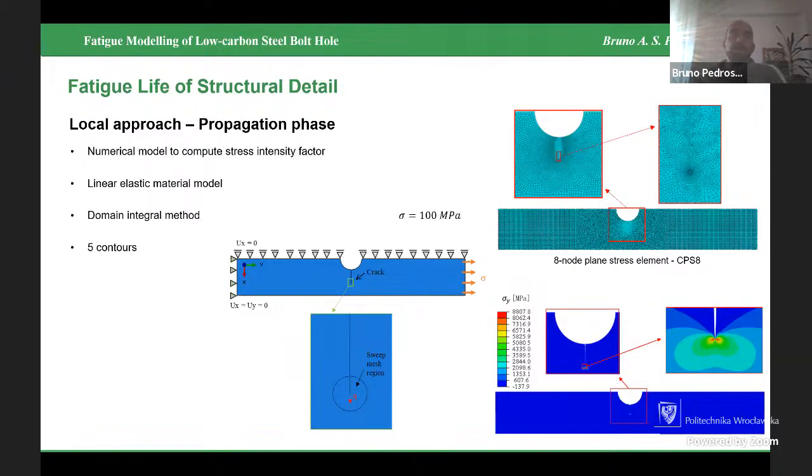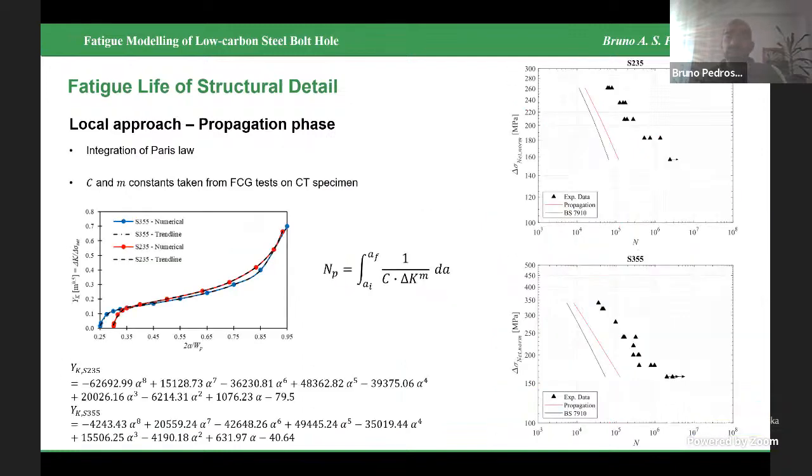From the experimental results, we have the total life, so we also have to assess the number of cycles in the crack propagation phase. This was done by computing the stress intensity factor with a finite element model based on linear elastic material properties. So K was assessed for different crack lengths, considering 100 MPa of applied stress range, using the domain integral method and 5 contours. Then the results were normalized, considering the applied stress range, in order to determine the relation between delta K and crack length for different stress range values.